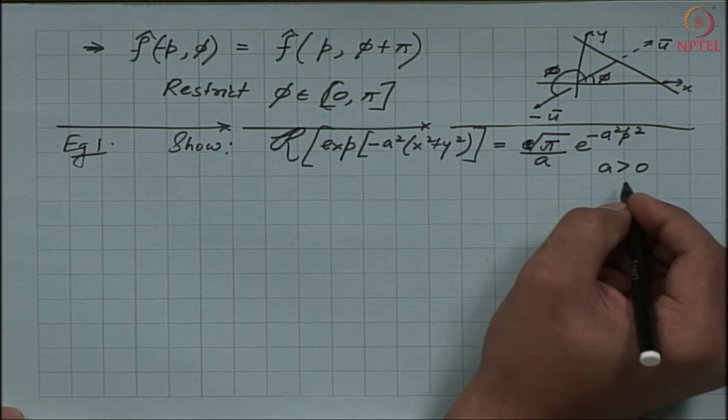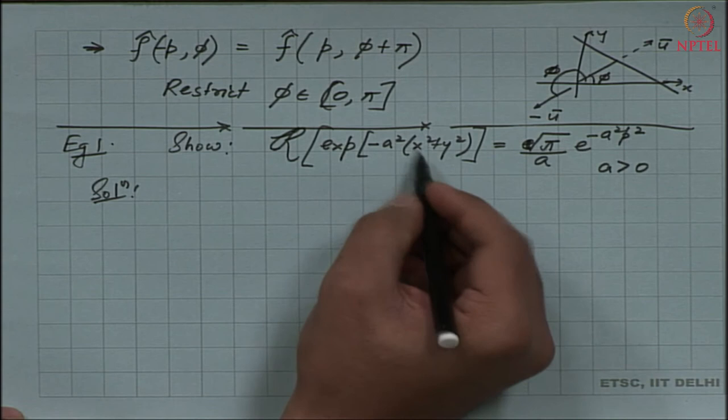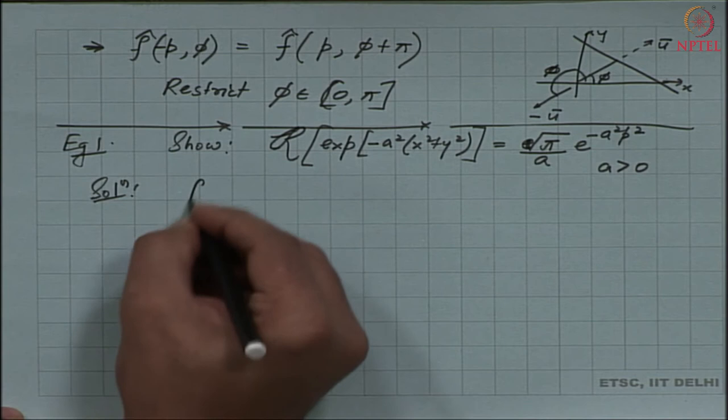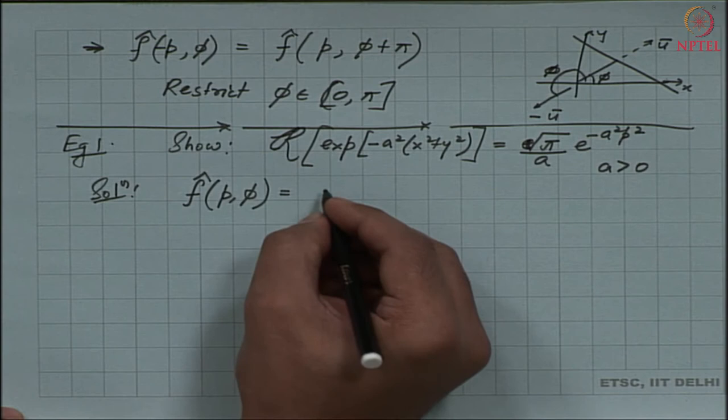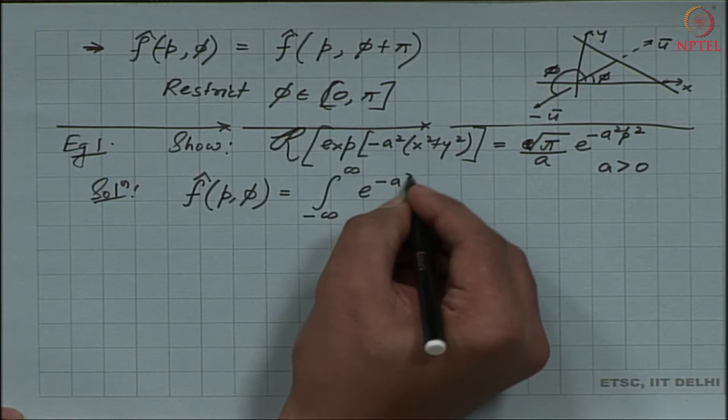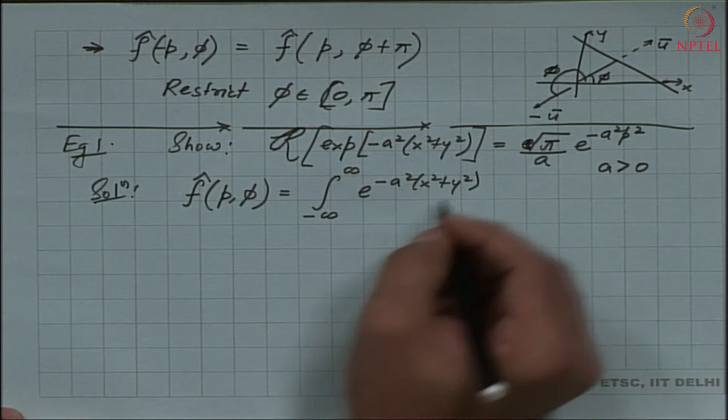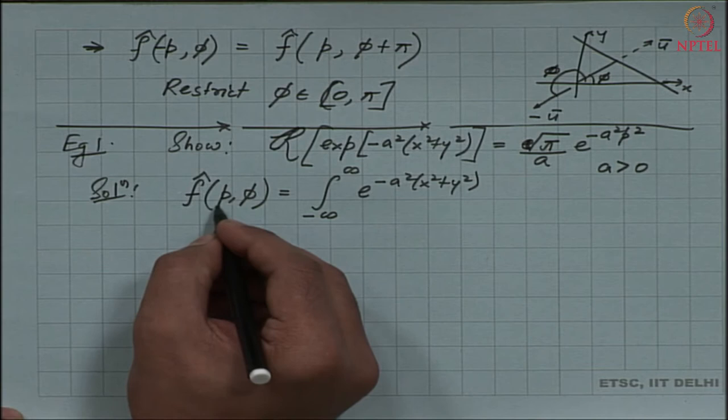So, we see that I have to evaluate the Radon transform in two dimensions. Let us proceed. Let us find the Radon transform using the definition. So, this will be the integral from negative infinity to infinity of e to the power negative a square times x square plus y square. And now notice that my Radon variables, my transformed variables, are p and phi.